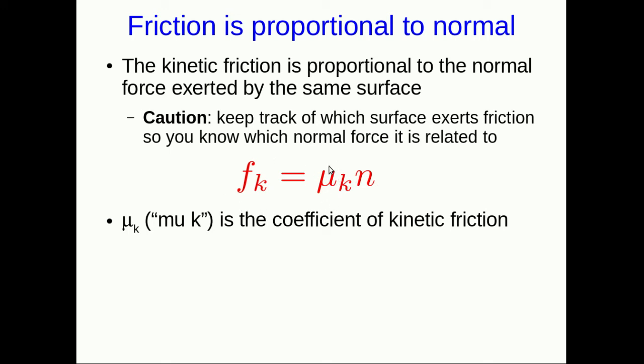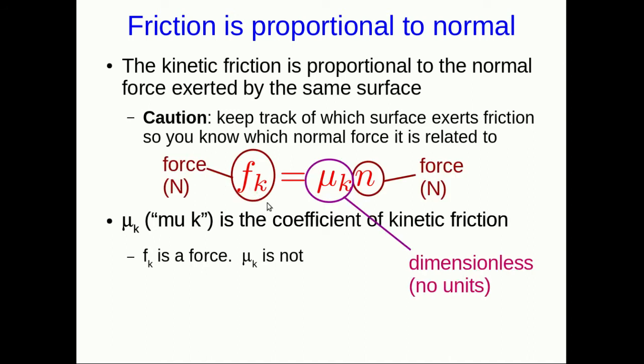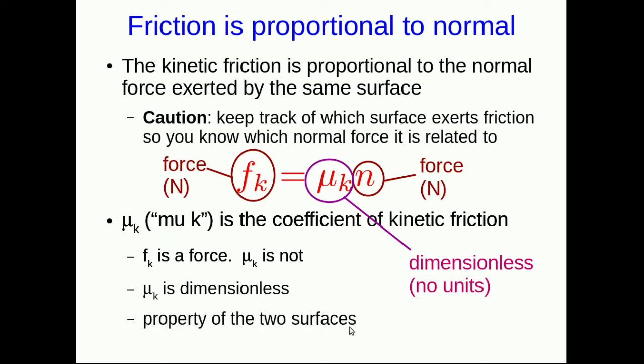This symbol mu k stands for this coefficient. Note, it's not a force. Fk, the friction, is a force. Mu k is not a force. It's a coefficient. If you do a dimensional analysis, the friction is a force, the normal is a force, and that tells you that this coefficient is dimensionless. It has no units. So don't mix it up with a force. It's a thing you use to calculate a force. And it's a property of the two surfaces that are sliding against each other.